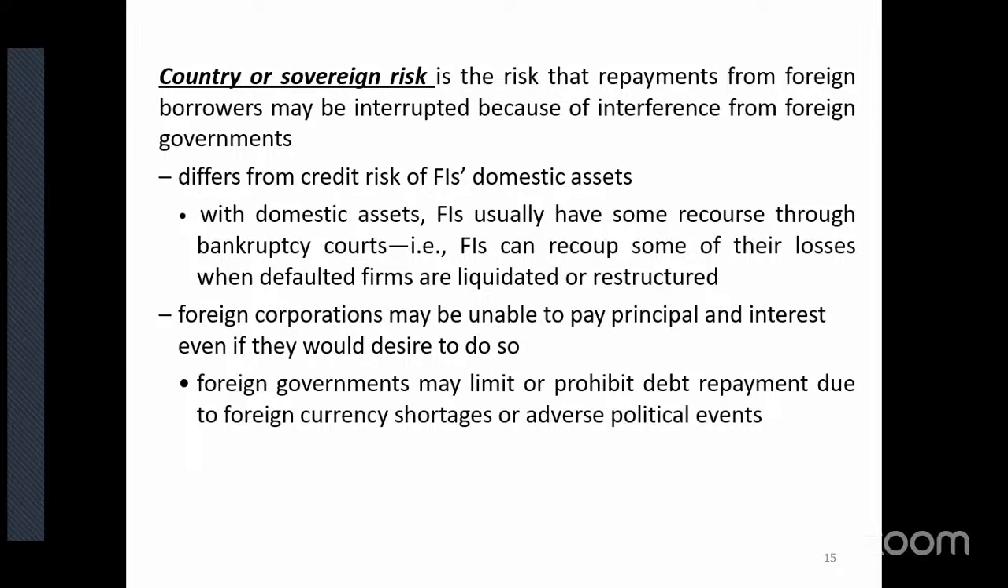It differs from the credit risk of financial institutions' domestic assets. With domestic assets, financial institutions usually have some recourse through bankruptcy courts. They can recoup some of their losses when defaulted funds are liquidated or restructured. Foreign corporations may be unable to pay principal and interest even if they decide to do so. An American company is willing to settle the money to the Chinese bank, but the government has stopped it. A foreign government may limit or prohibit debt repayment due to foreign currency shortages or adverse events like a country's economic crisis.